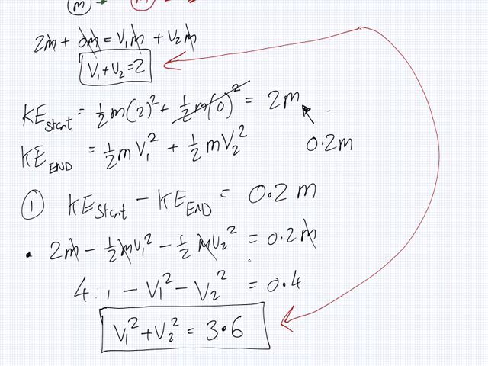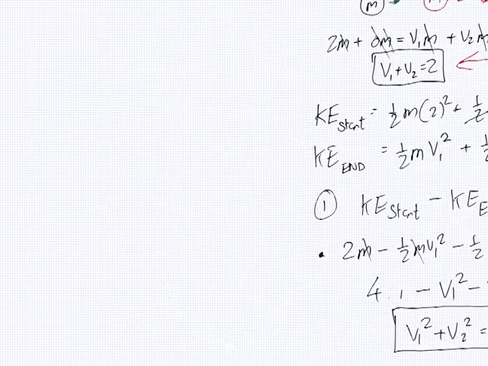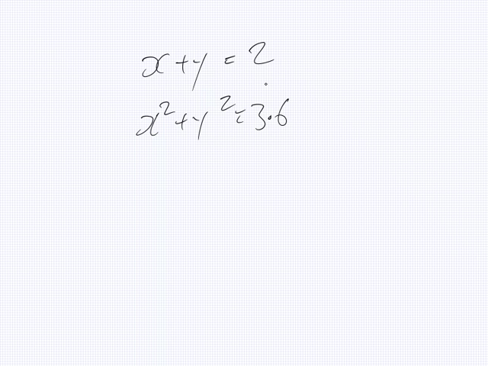Have you seen this type of problem in maths? If I wrote this down in math, x plus y equals 2, and x squared plus y squared equals 3.6, one quadratic and one linear. Have you seen this in math before? This one, yes, I saw it. But the other, I did not see. It's the same.